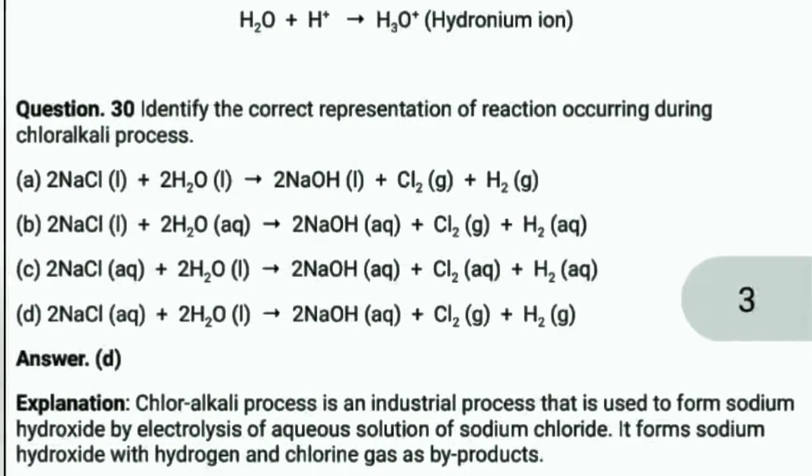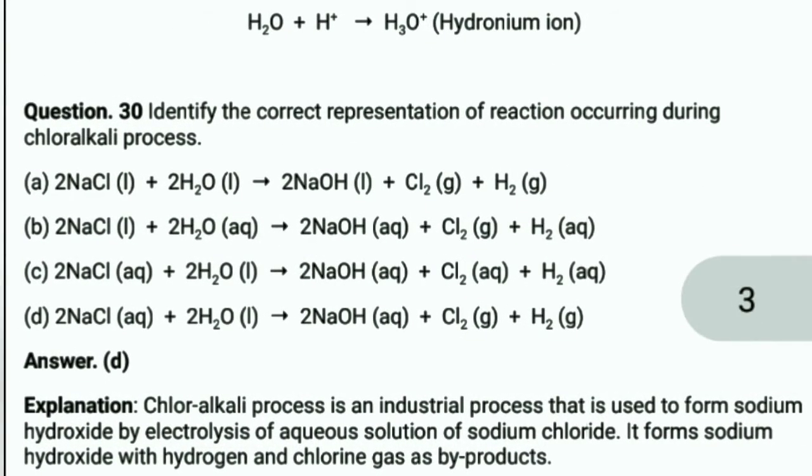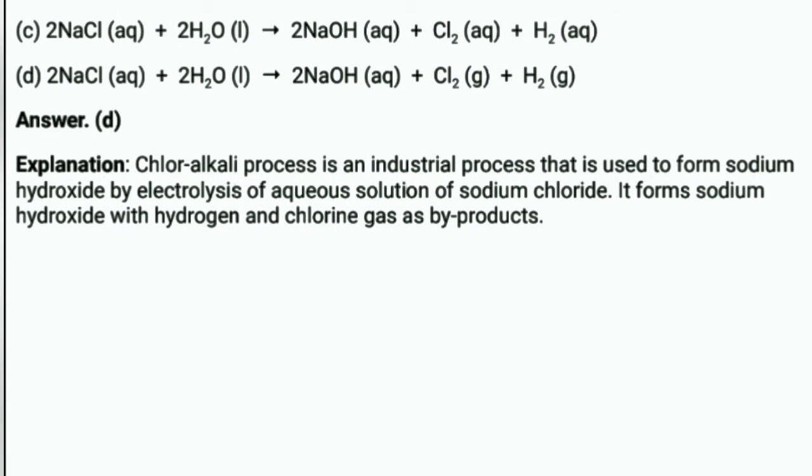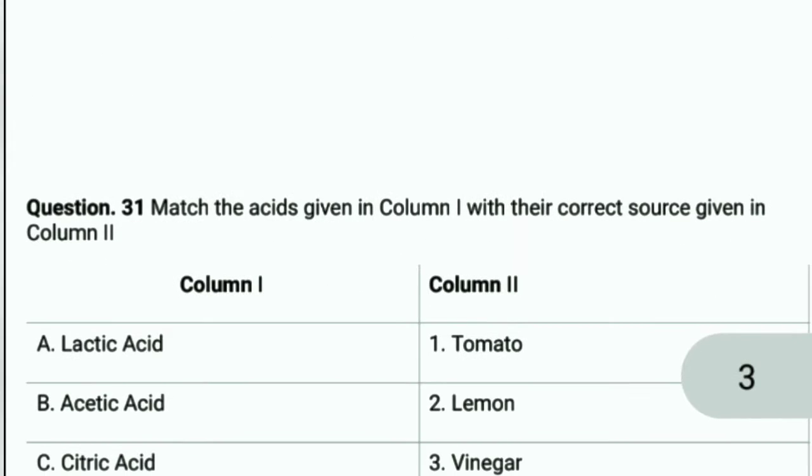Identify the correct representation of the reaction occurring during the chlor-alkali process. Option D. Explanation. The chlor-alkali process is an industrial process that is used to form sodium hydroxide by electrolysis of aqueous solution of sodium chloride. It forms sodium hydroxide with hydrogen and chlorine gas as byproducts.